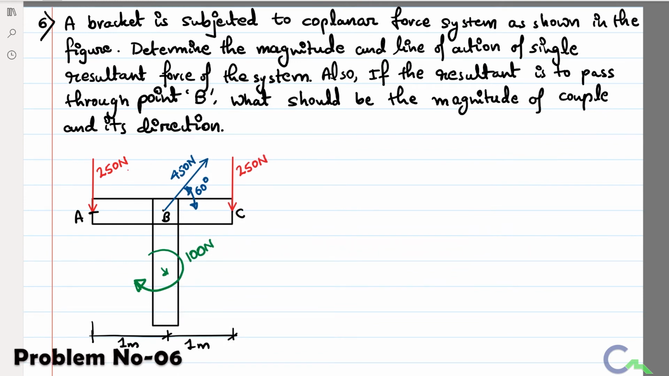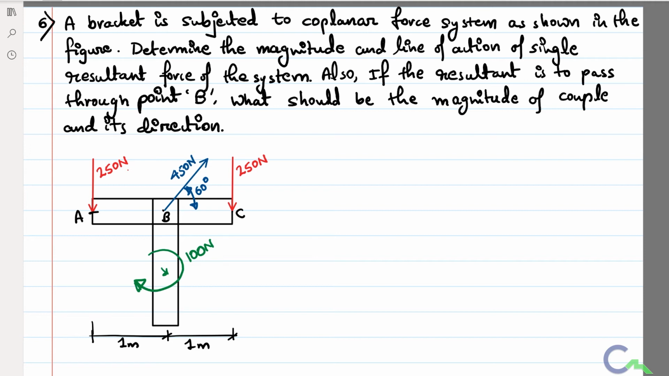Here we have our next question, that is question number 6. A bracket is subjected to coplanar force system as shown in the figure. Determine the magnitude and line of action of single resultant force of the system. So that is the first part of the question. Also, if the resultant is to pass through point B, what should be the magnitude of couple and its direction?